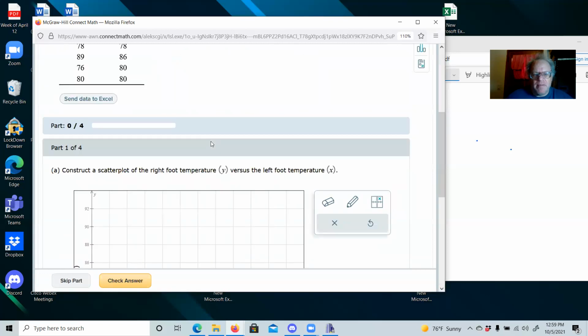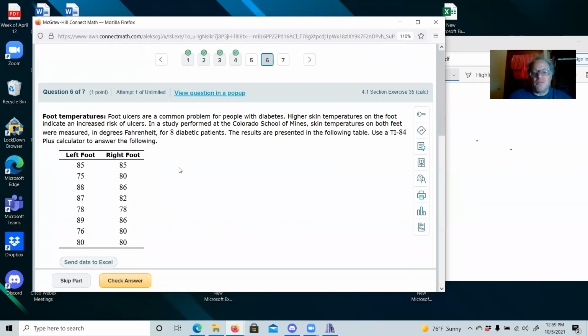I think I have asked this question before on a quiz. So we have the left foot that we're taking temperatures on and checking out the right foot. This is in diabetics. I don't understand the disease and everything that it does, and hopefully I'll never have to, but I know that temperature regulation is an issue, especially in extremities.